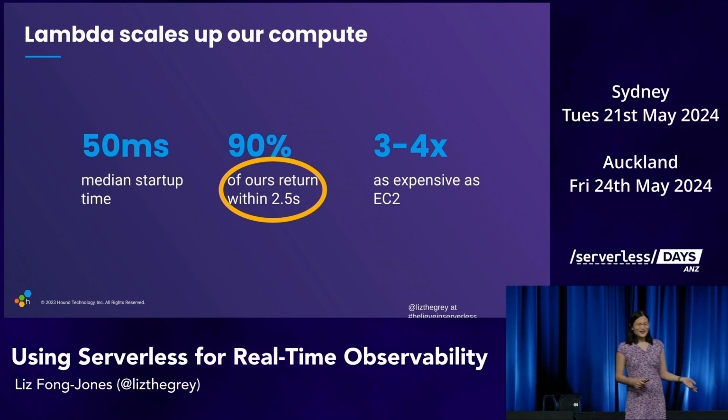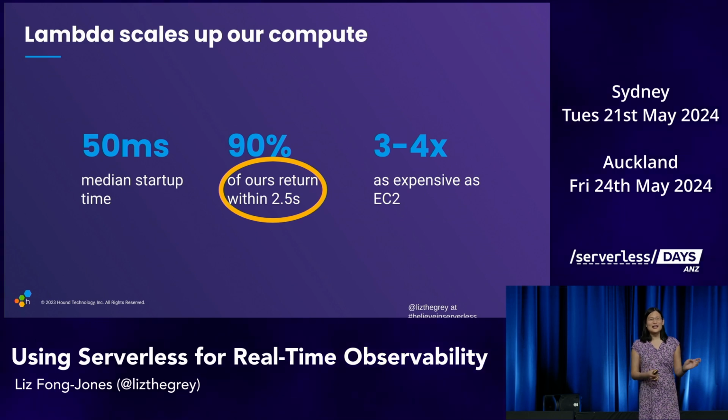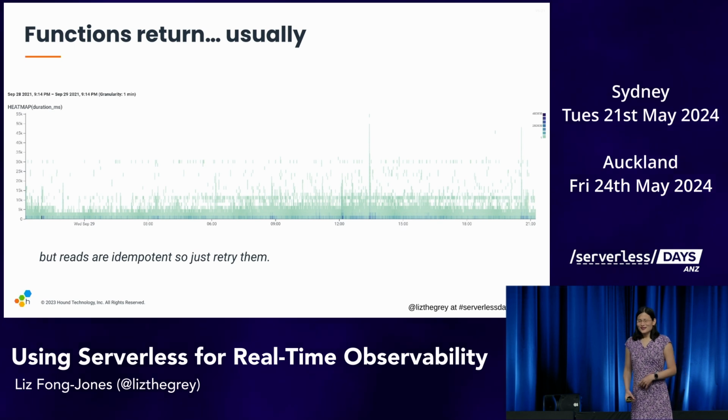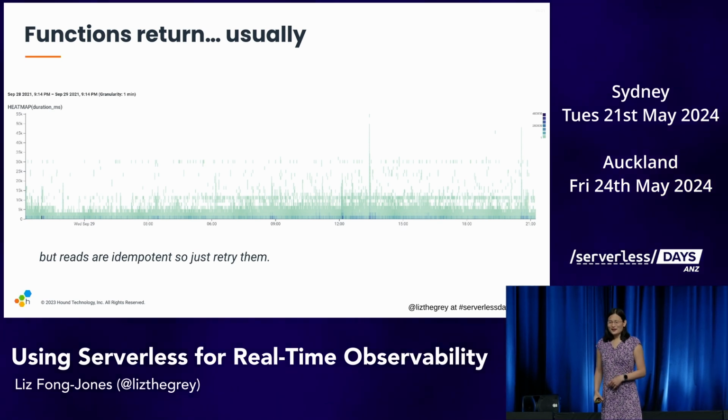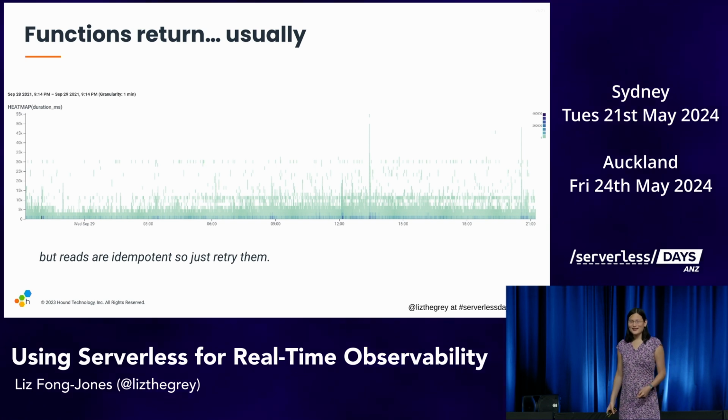OK, so now let's talk about the next asterisk, which is I talked about a P90 latency. What about the other 10% of requests that don't finish within 2.5 seconds? Well, it turns out that this is the distribution of request latency. We see the vast majority finish within 5 seconds, 10 seconds, but there's a band right there at 10 seconds, and then there's another band at 30 seconds.